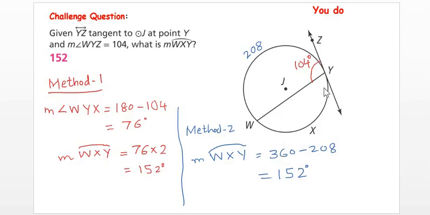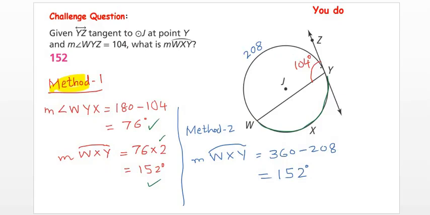The way you understand it, you can do it like this. If you go with method 1, some of the students like to find this angle first, because we are trying to find how much this arc WXY is. So they find this angle that is actually becoming 76 degrees here. So the intercepted arc with this angle WXY will be 2 times this angle, that will be 152 degrees.